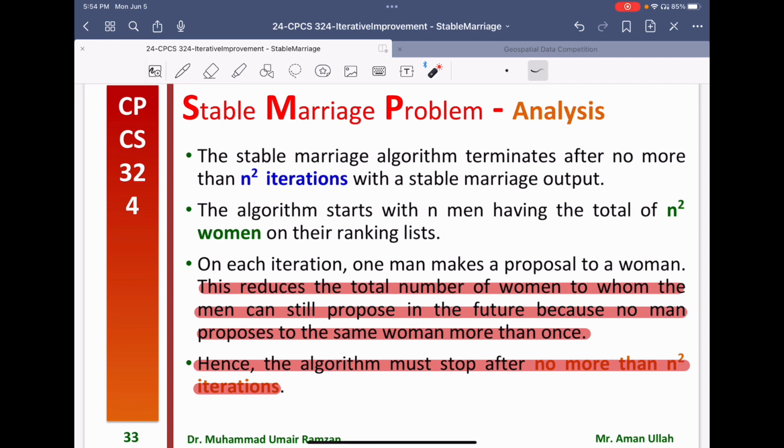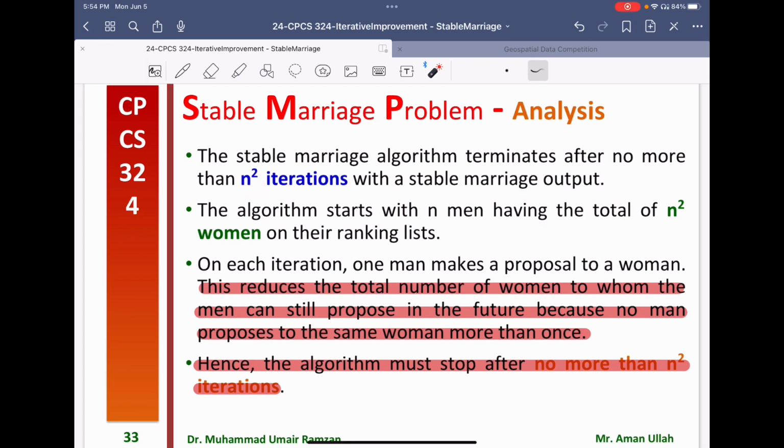Okay, so for the analysis, we've got no more than n squared iterations. Why is this? Because each man has to be married to one woman. So every iteration is going to leave one less woman for the men. So for each time a man is married, we have one less woman. We're going to get to a point where after we iterate through all the men, there's going to be one woman left for one man, because the number of women goes down with each iteration. So we're not going to have any more than n squared iterations.